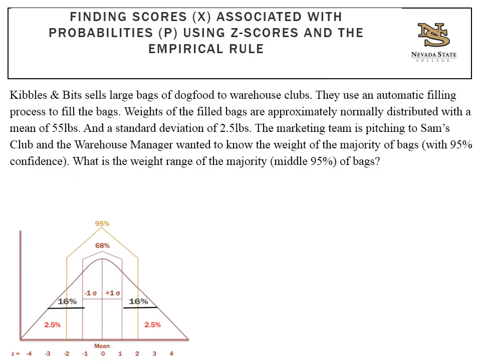And here comes one last example of figuring out a score associated with a specific probability. So take a look at another kibbles and bits problem, and then we'll go over it and break it down.